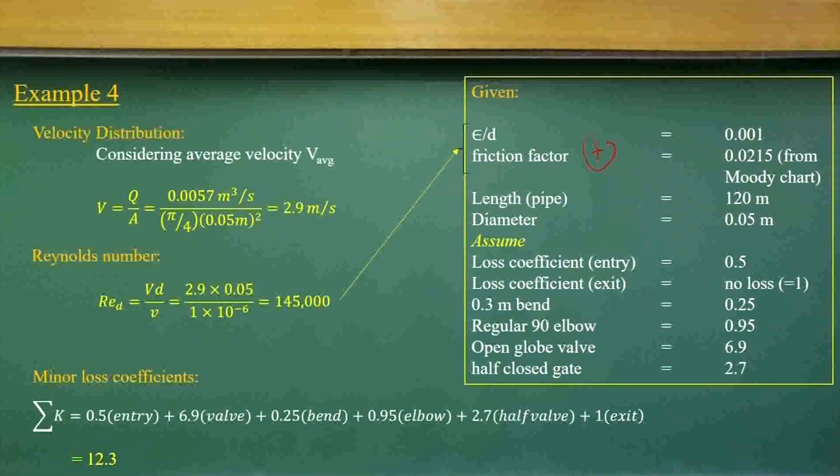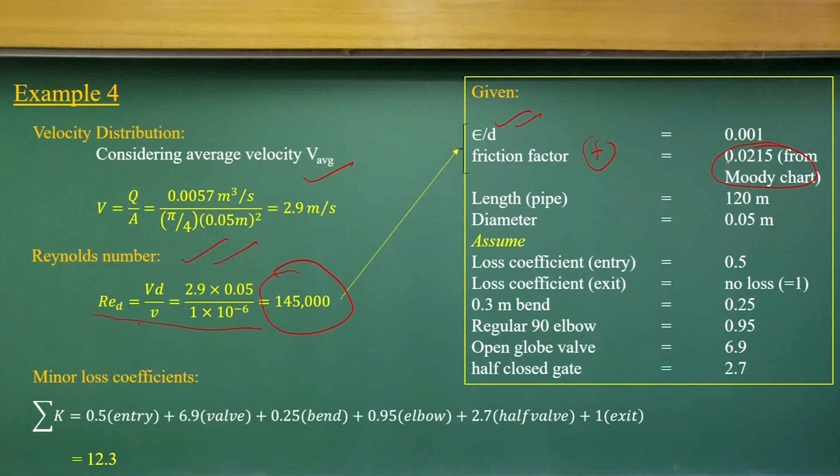So, first let us compute the average velocity and the Reynolds number for this flow. The diameter is given, with the velocity we can get this. Then with this Reynolds number and the roughness factor, we will get the value of the friction factor from Moody's chart.